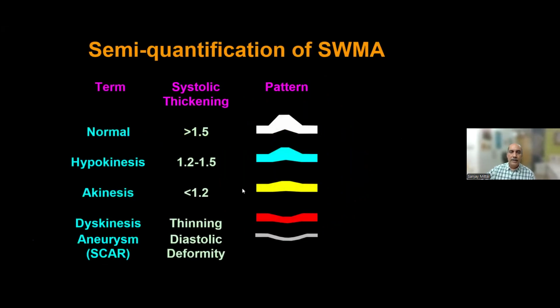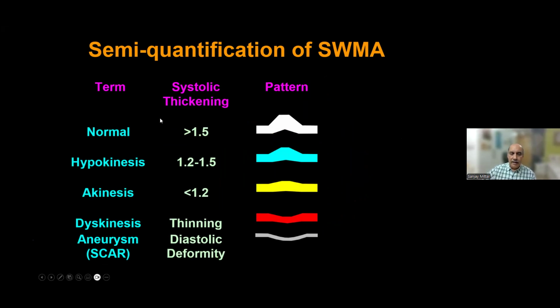So that was one portion. The second portion is, can we do some mathematics about the wall motion abnormalities? And that is something which is very important, that today there are some numerical values given to wall motions.